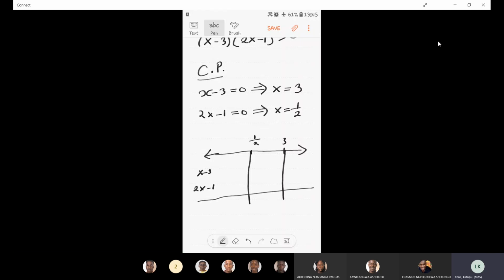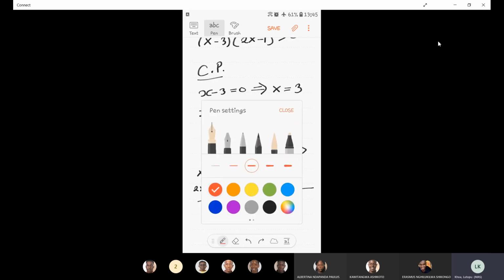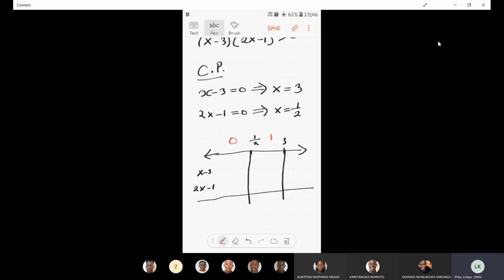Then I pick a representative in each of the regions. So I start in this region over here. I'm looking for a number that is less than half. It doesn't matter, as long as it's less than half, it can be anything. So here I will pick 0. Then in this region over here, I'm looking for a number that is bigger than half, but less than 3. I can pick 1. And then in this region over here, I'm just looking for a number that is bigger than 3. And here I can pick 10.